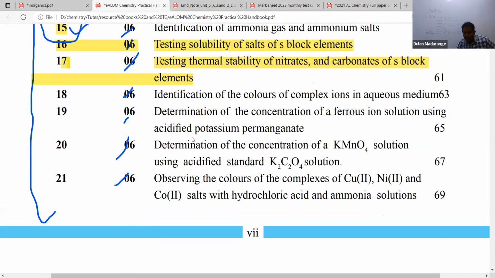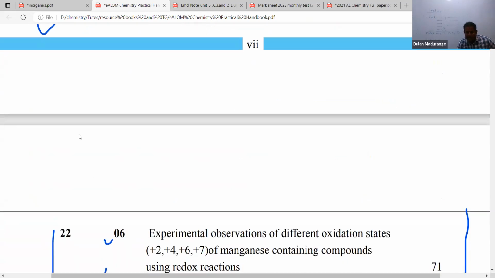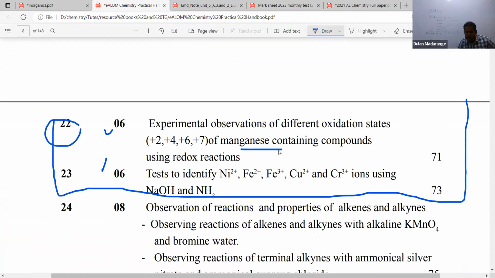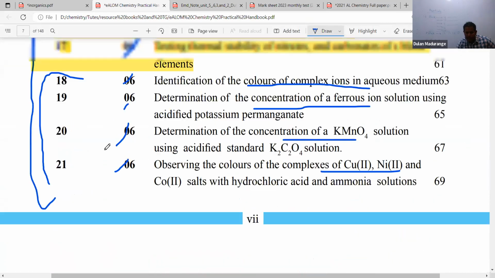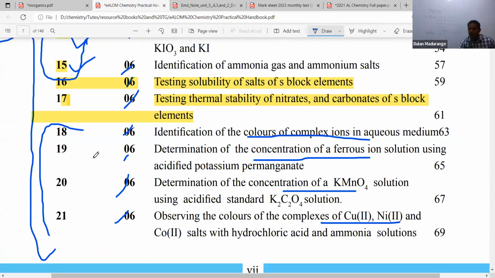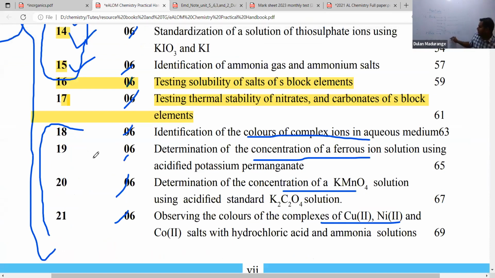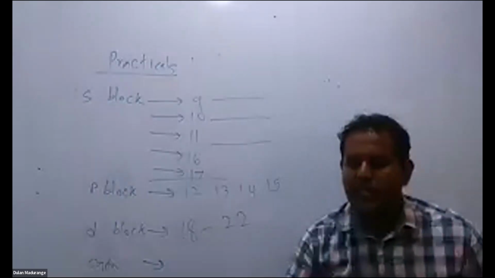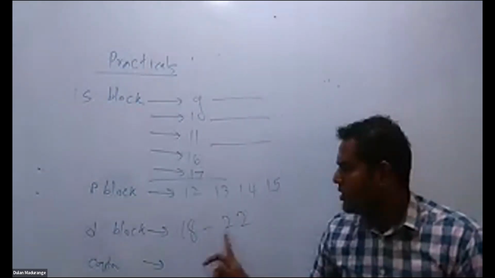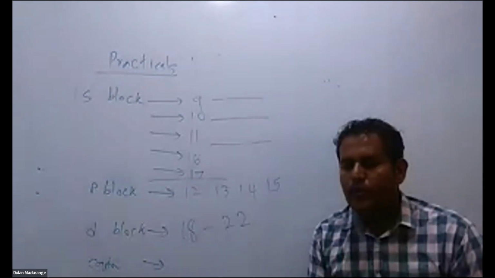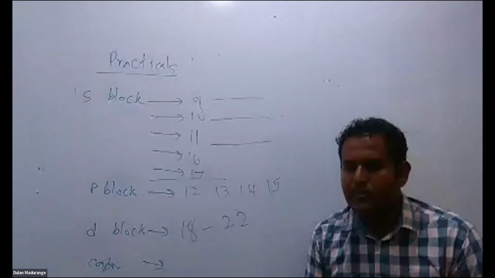Then after that, colors of complex ions, this one ferrous, potassium permanganate, copper 2 plus, all these experiments, 18, 19, 20, 21, and then 22, manganese. Yes, 18 to 22. Those practicals are D block practicals. 18, 19, 20, 21, 22.